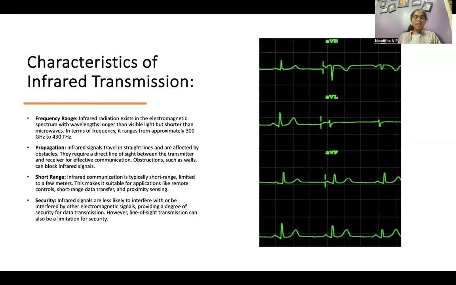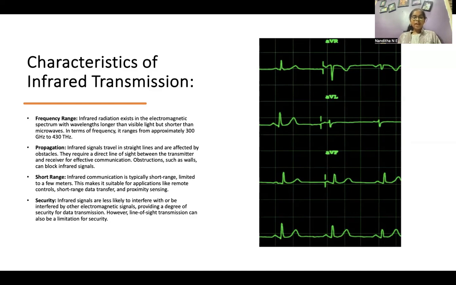Propagation. Infrared signals travel in a straight line and are affected by obstacles. They require a direct line of sight between the transmitter and the receiver for effective communication. Obstacles such as walls can block infrared signals.